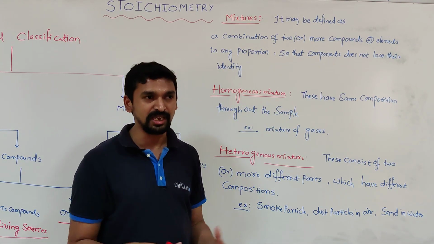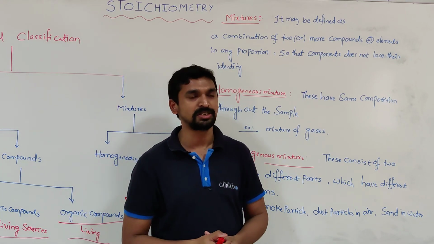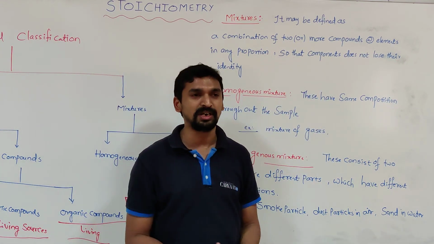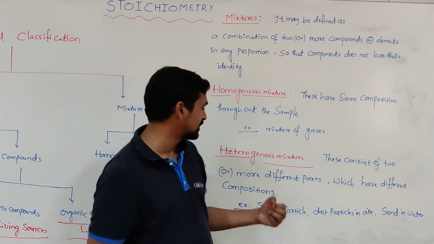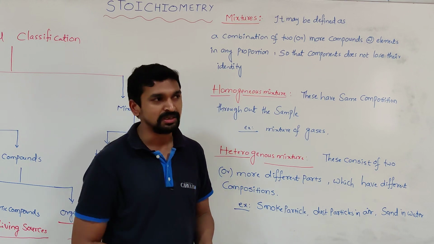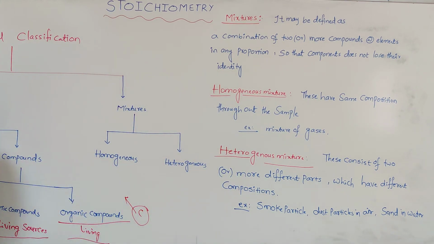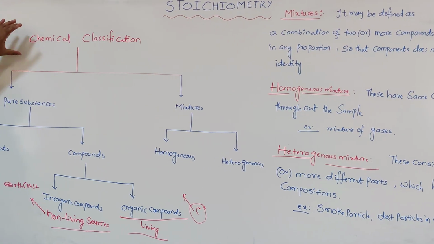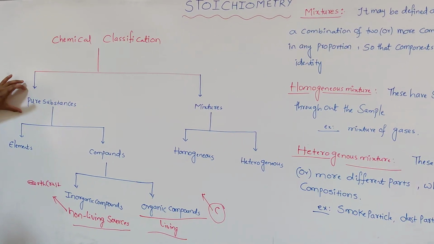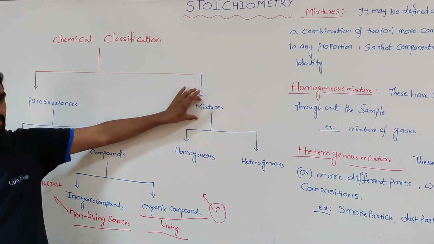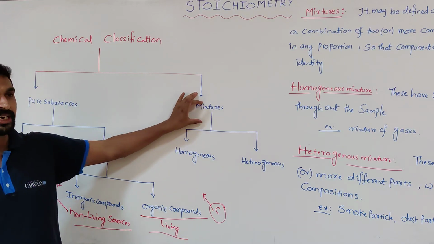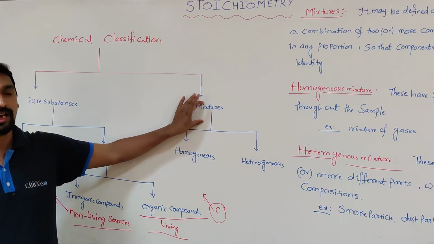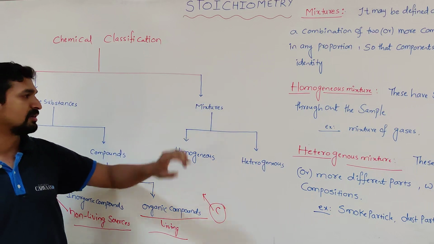So that means when we see the composition of that mixture, if it is uniformly present throughout the sample, that is homogeneous. If the composition is not uniform, that is said to be a heterogeneous mixture. So that is the chemical classification of matter. Once again, based on composition, matter can be classified into two types, pure substances and mixtures. Pure substances always consist of a single type of particles. Mixtures always consist of more than one type of compounds or elements.